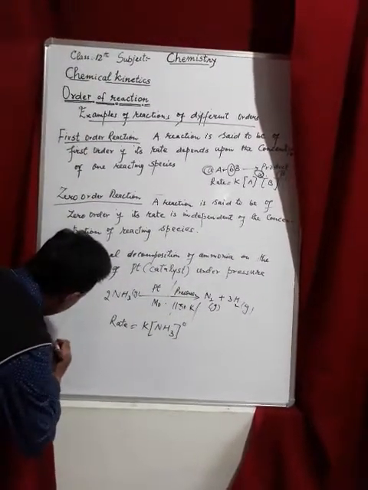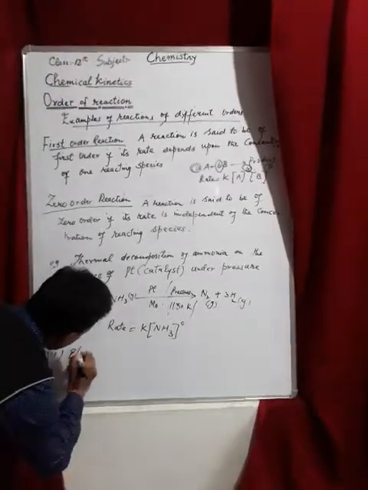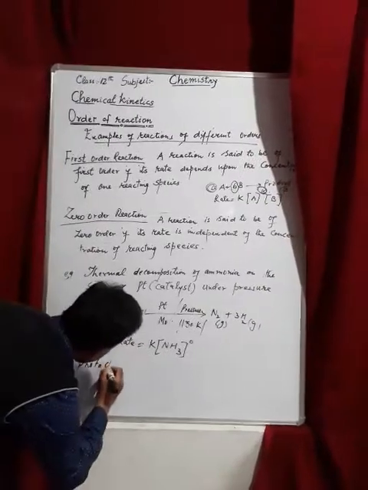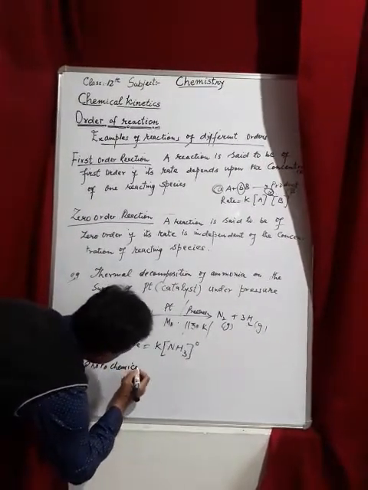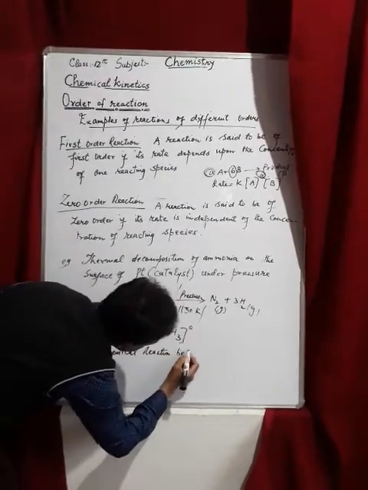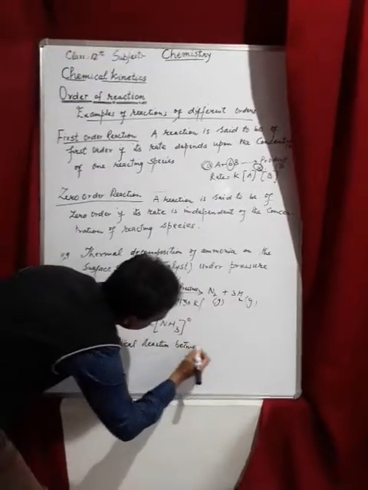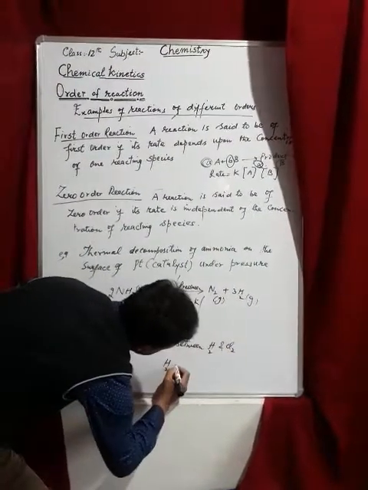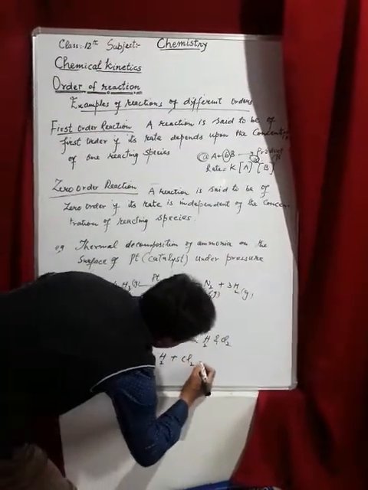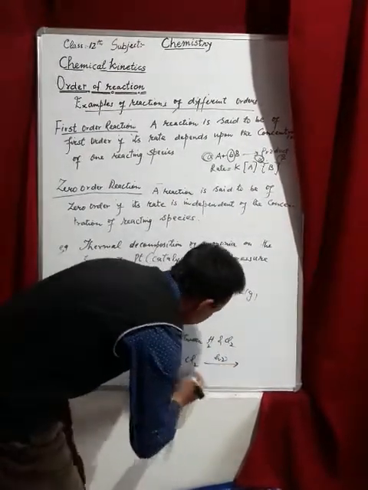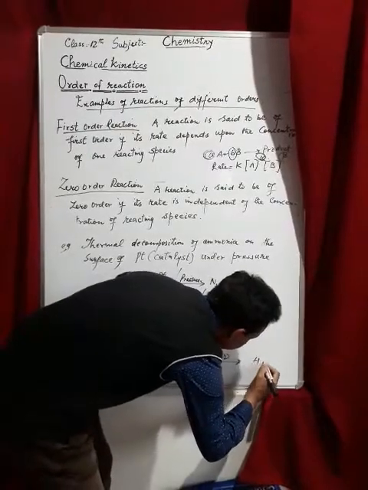Number second example is photochemical reaction between H2 and Cl2. Hydrogen and chlorine, they do not react or they react very slowly, but when they are taken in presence of the light, they react and they form hydrogen chloride.